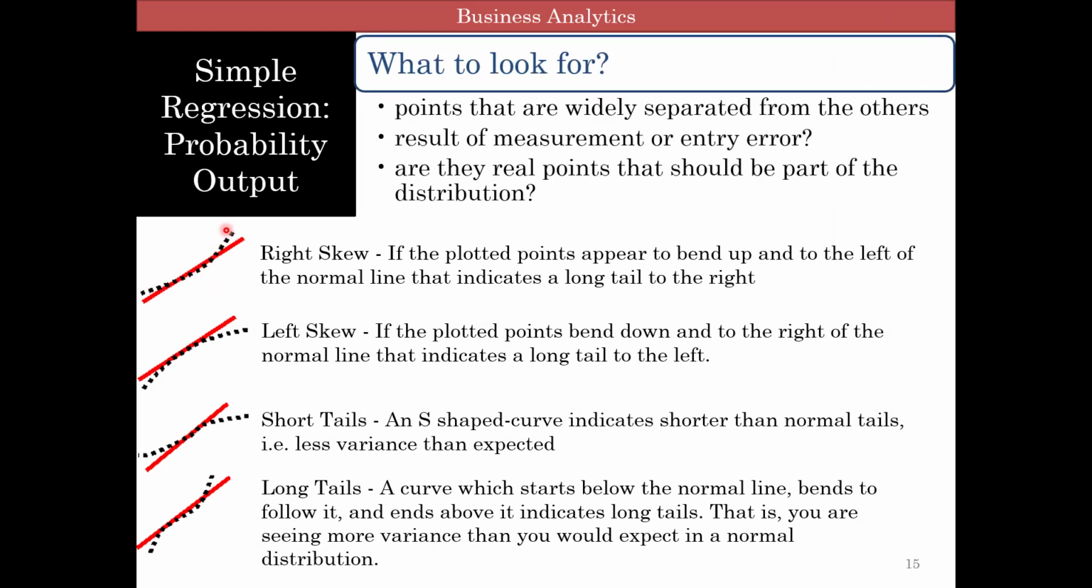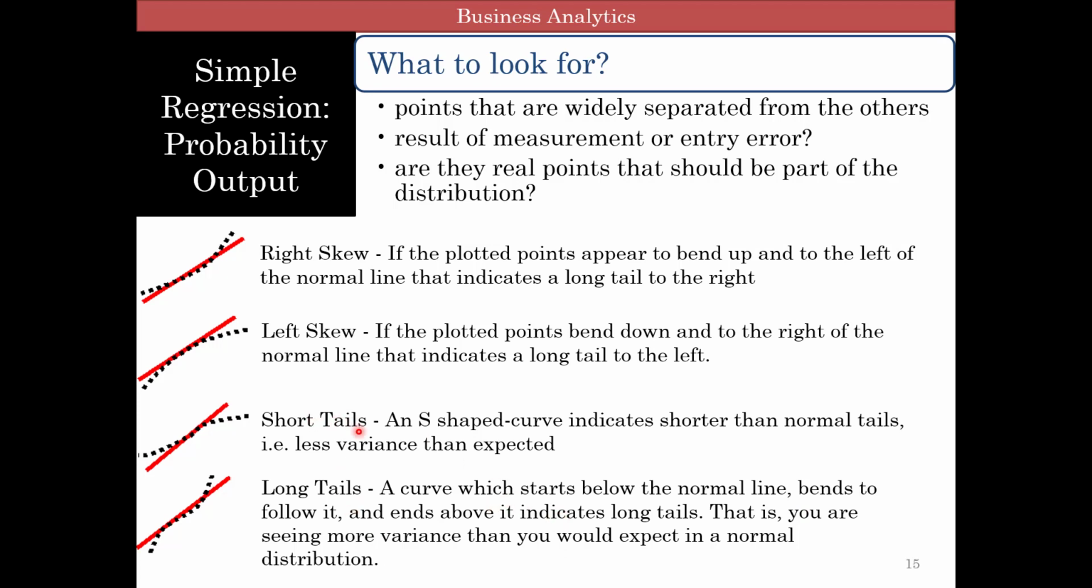If it goes like this, it shows a right skew for your distribution. If plotted points appear to bend up to the left, and similarly here, this pattern shows a left skew. If it's an S-shaped curve, this means that the data has short tails. It has less variance than expected from a normal distribution. And if it's something like this, then it means this is a long tail. That means you have a lot more variance than you expected.